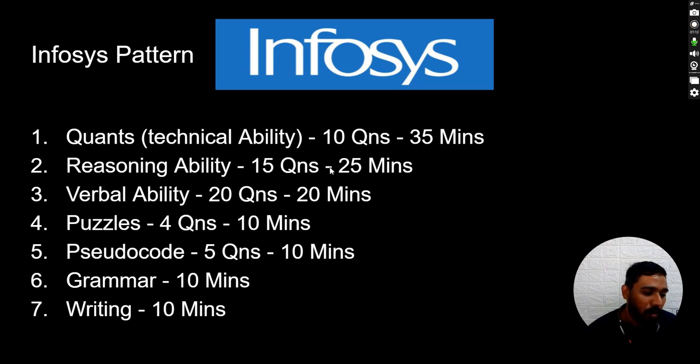So that's an easy one. Then reasoning ability is 15 questions and 25 minutes. This is a fair enough one, I would say. 15 questions and 25 minutes. You have to see that you are not losing time here.